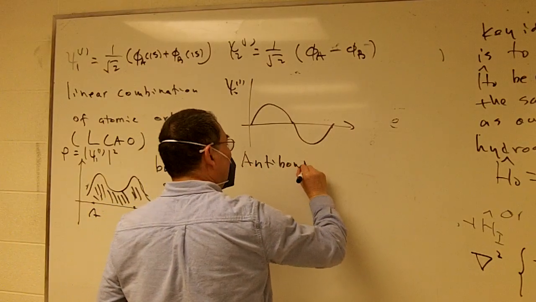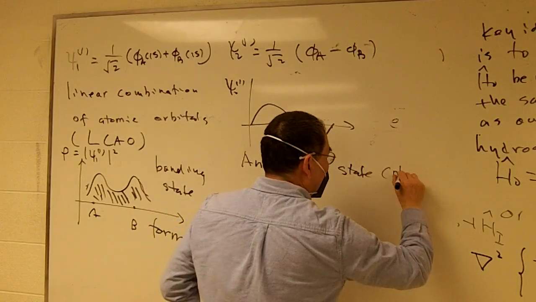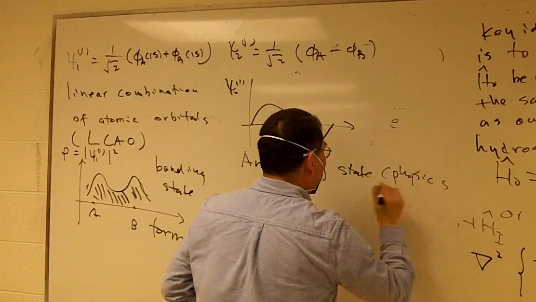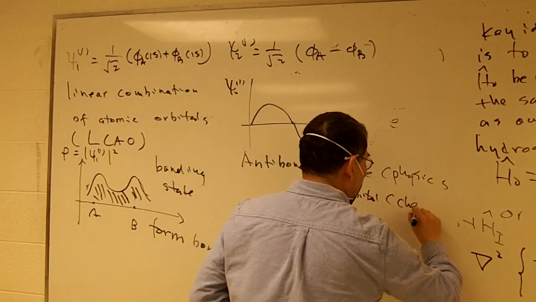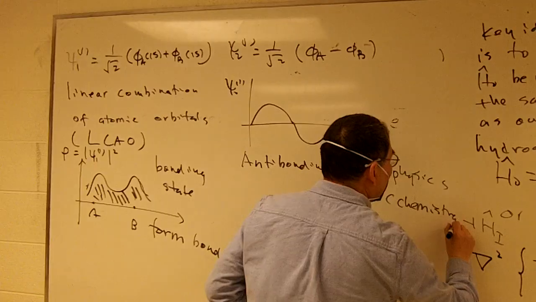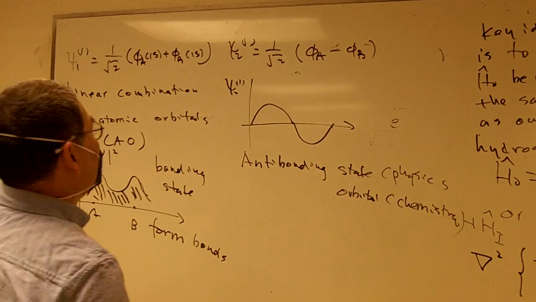Antibonding state for physics, orbital for chemistry. In chemistry, this is called antibonding orbitals, and in physics, we just call it antibonding state. So they are the same thing.